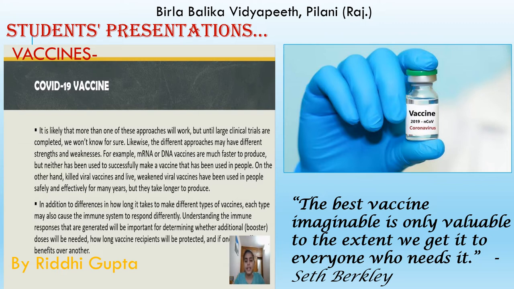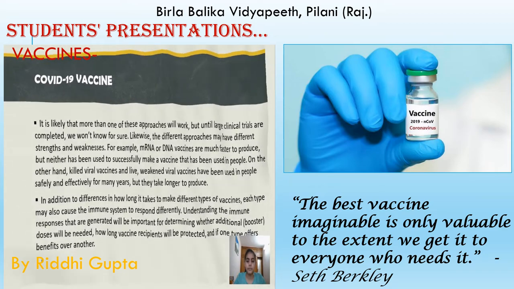On the other hand, killed viral vaccines and live or weakened viral vaccines have been used in people before and have been safe for many years, but they take a very long time to produce. In addition to differences in how long it takes to make different types of vaccines, each type may also cause the immune system to respond differently. Understanding the immune responses that are generated will be important for determining whether additional doses will be needed, how long the vaccine recipients will be protected, and if one type offers benefits over the others.